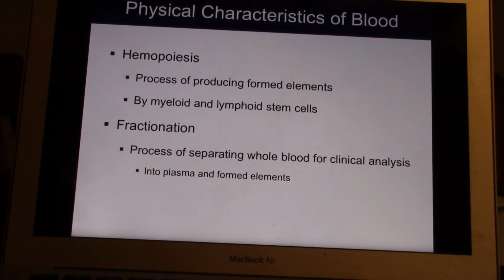So, fractionation is a term for spinning blood down, basically. And when you spin it down, the whole blood, which is the stuff right out of your arm, gets separated, and then we can tell what it is, and we can test it.